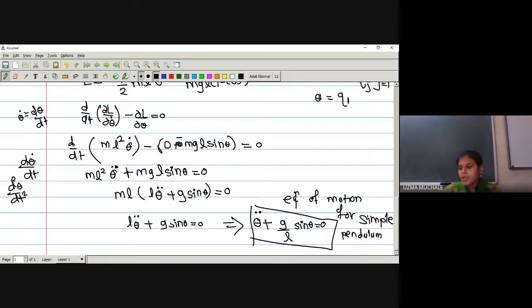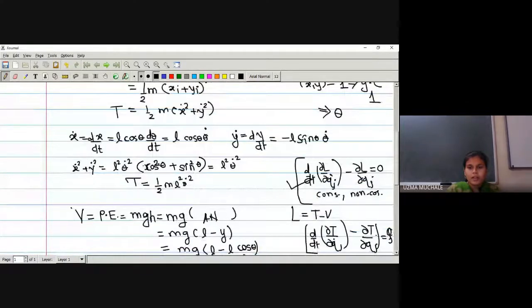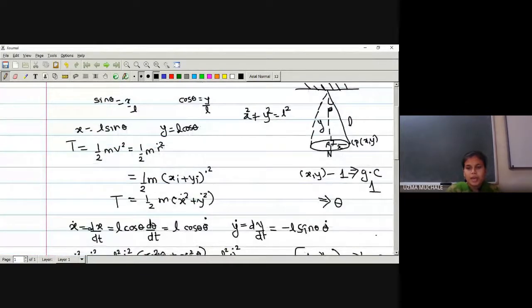Okay. Any doubt for this example? No, ma'am. Let me start with first. We have constructed a simple pendulum with the help of a string of length L, and a particle of mass m.